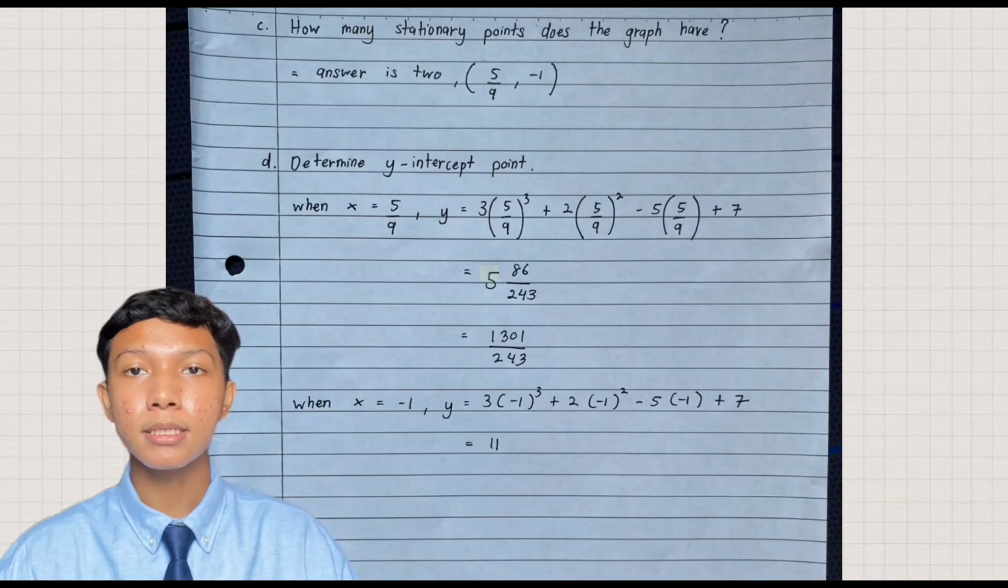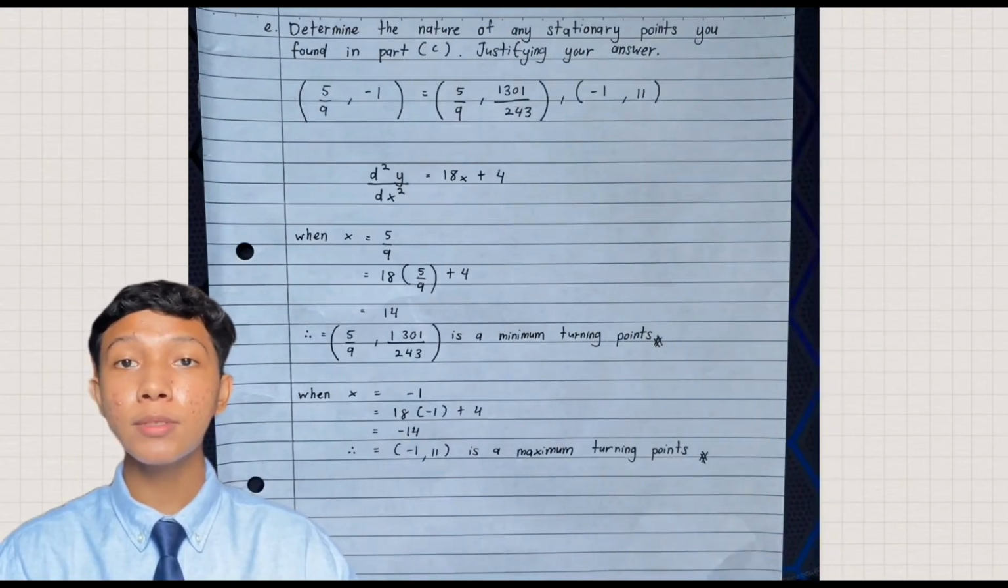And the answer is 1301 over 243. When x equals negative 1, y equals 3 times negative 1 cubed plus 2 times negative 1 squared minus 5 times negative 1 plus 7, and the answer is 11.